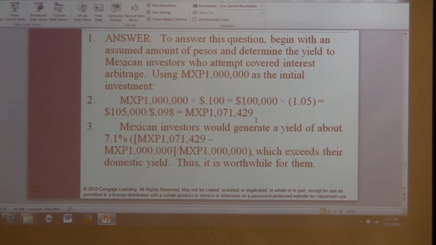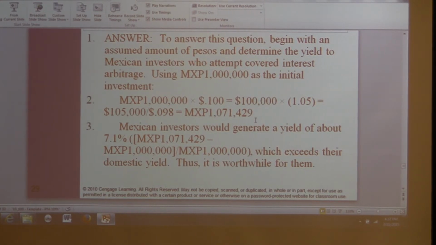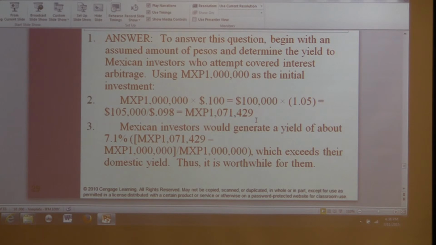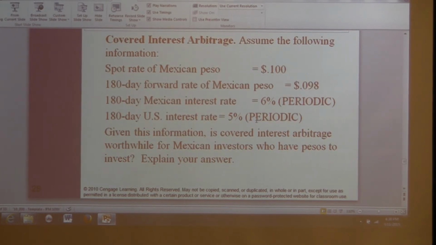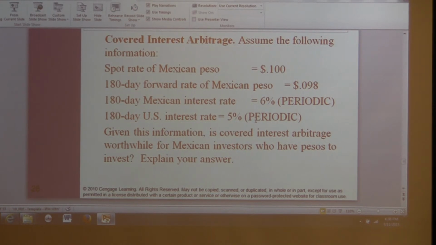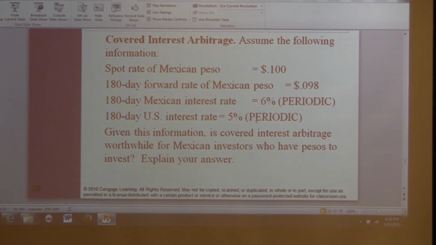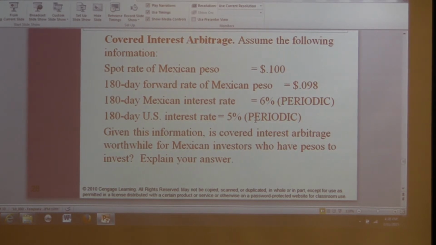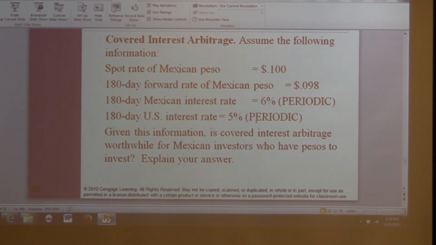Okay, and you want to invest at the US risk-free rate. The US risk-free rate is 5%. So 100,000 times 1.05, and you also sell the forward, and the forward is 10.2, yeah?